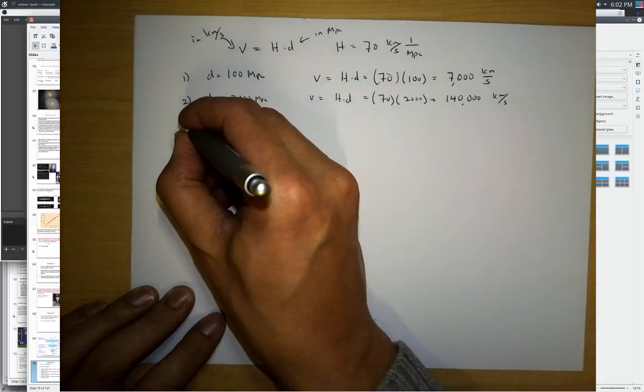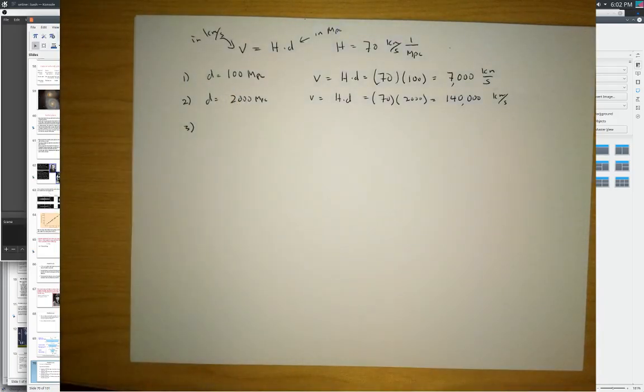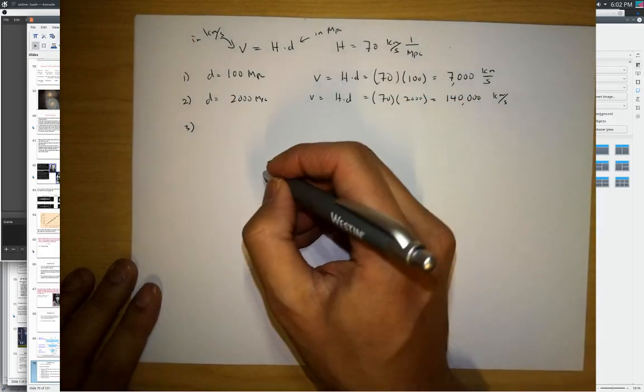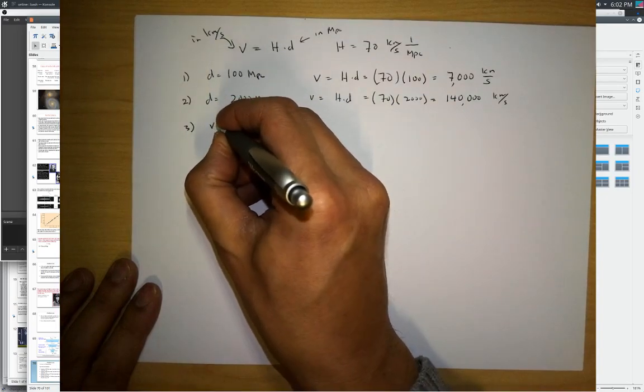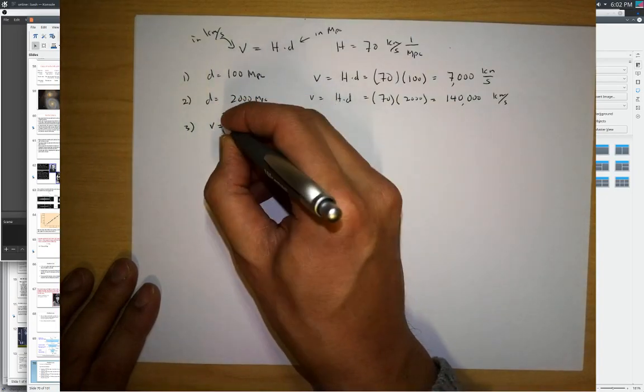Number 3. Okay, so now this is actually the more relevant one, because it's easy to measure velocities. It's really much harder to measure distances. So the velocity of the galaxy.